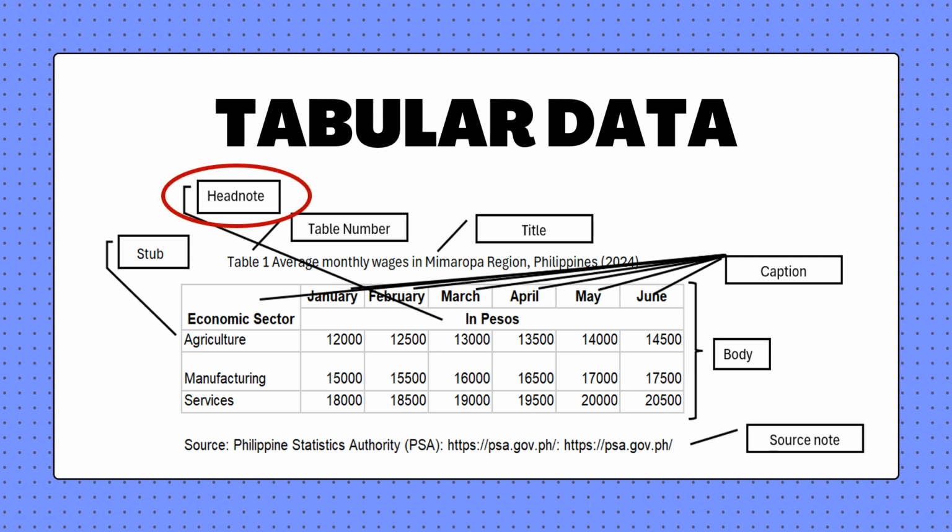Head note: head note, also known as prefatory note, indicates the units of measurement of the data. Footnote: footnote clarifies the point which may not be clear in the table. Source note: source note indicates where you found the data presented in the table.